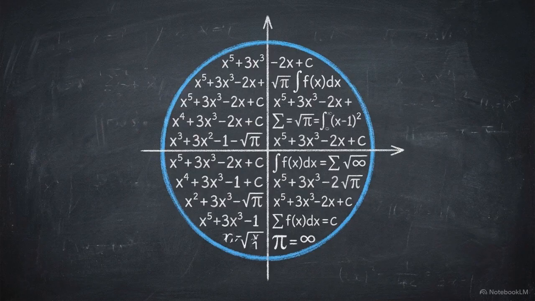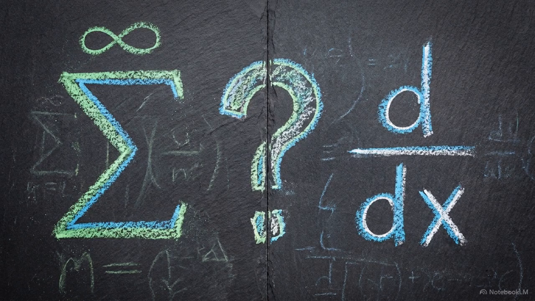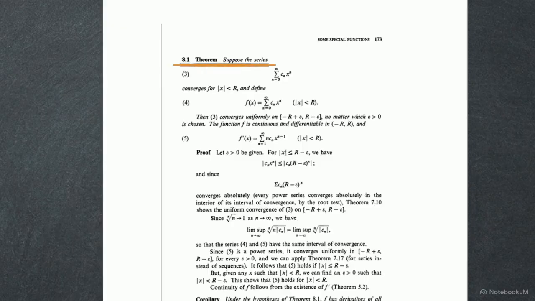A power series is a strictly bounded topological space. Within this precise radius, infinite sums safely behave like finite polynomials. This raises a question for calculus. Can we legally treat an infinite sum exactly like a standard finite polynomial when calculating derivatives? Theorem 8.1 in the text provides the clear answer.